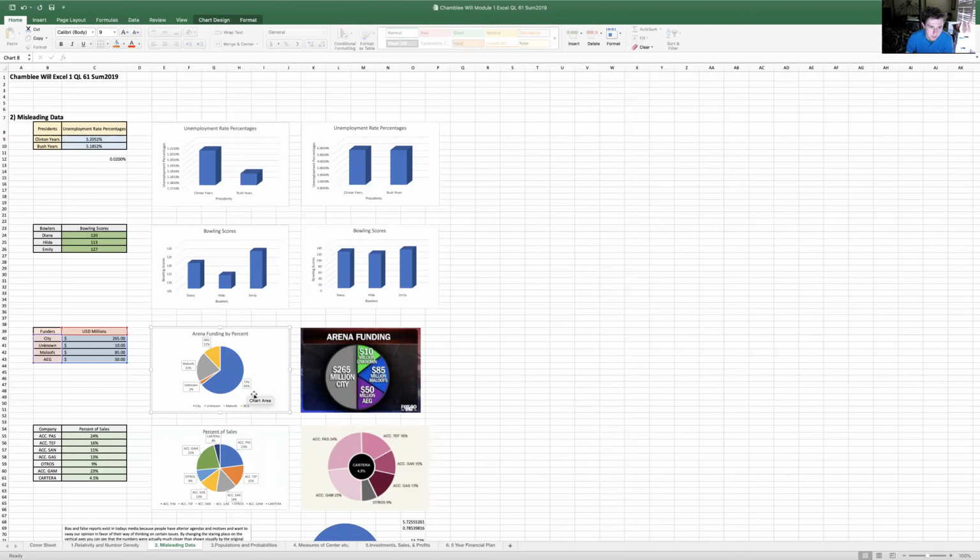And that 65% from the city is most likely taxes, so it means you're paying more than the chart initially let on. This could be a business who maybe they're funding their new arena, and they want to make you think that they're splitting it 50-50 with you, but in reality, you're paying more than they are, which is unfair.